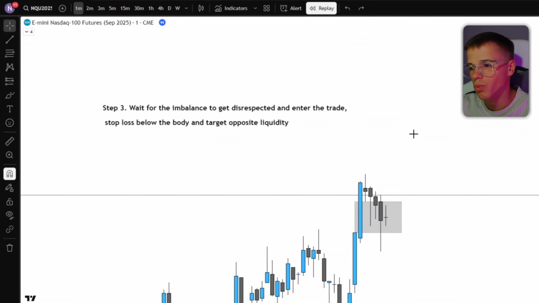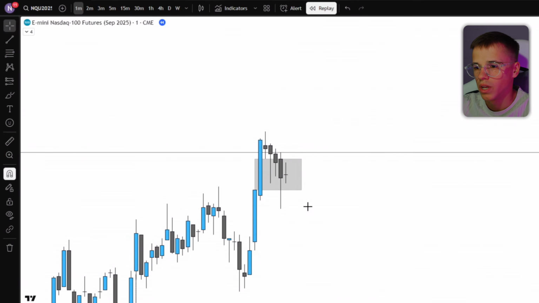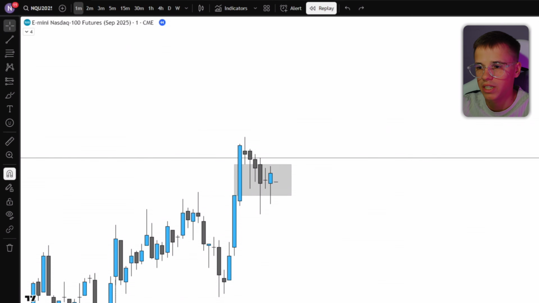So let me show you what that looks like right here. So we have this imbalance right here, and what we want to see is a close below the imbalance. So a close below here for us to enter the trade. So let's see if that happens right here.